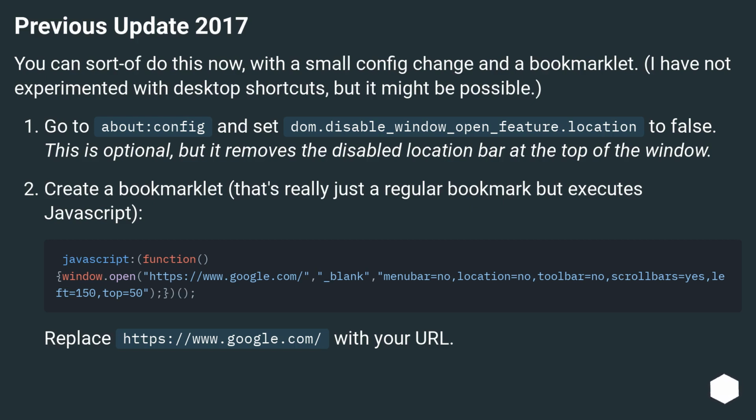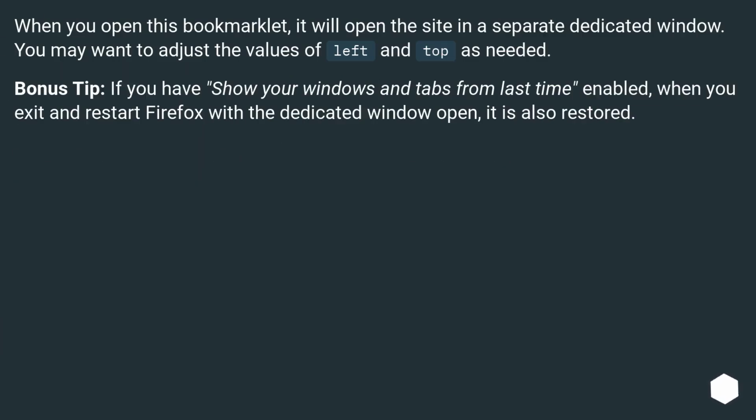Replace https://www.google.com/ with your URL. When you open this bookmarklet, it will open the site in a separate dedicated window. You may want to adjust the values of left and top as needed. Bonus tip: if you have "Show your windows and tabs from last time" enabled, when you exit and restart Firefox with the dedicated window open, it is also restored.